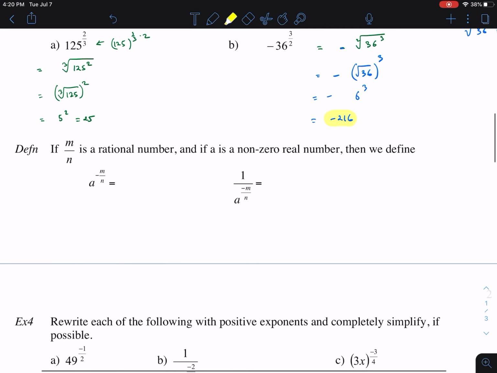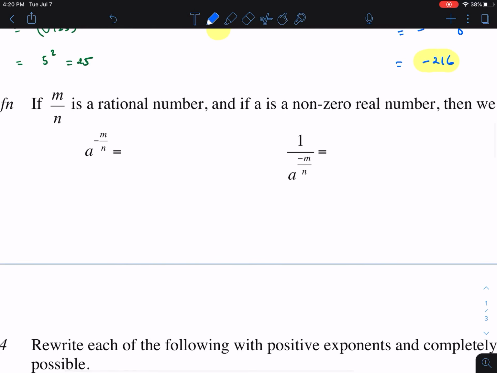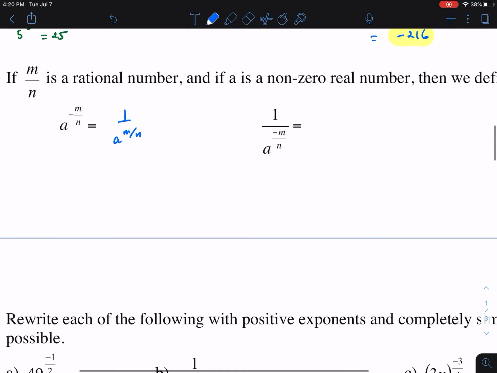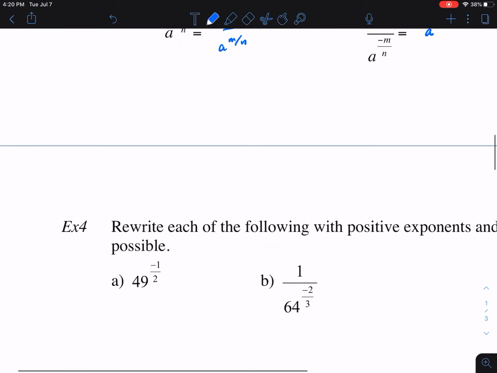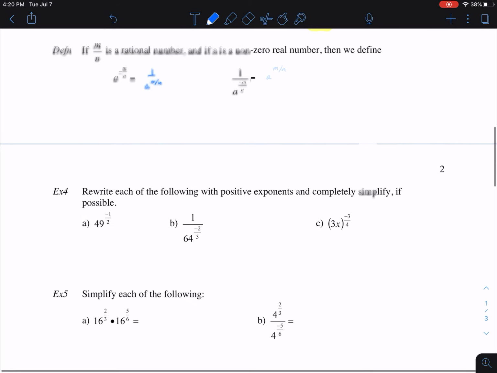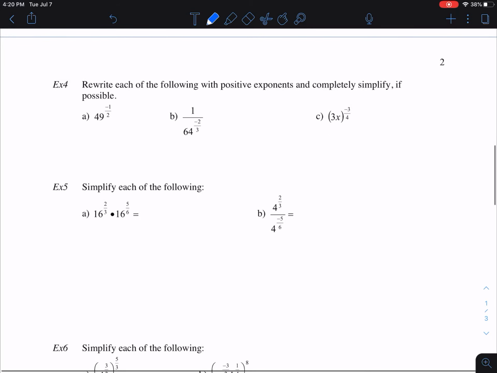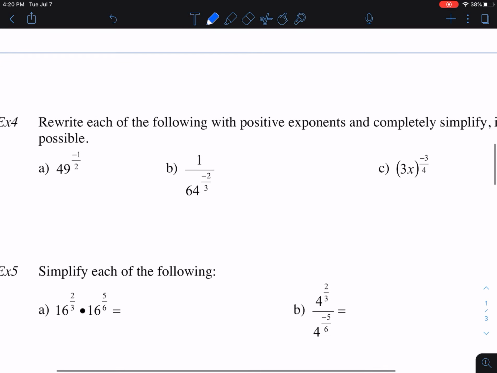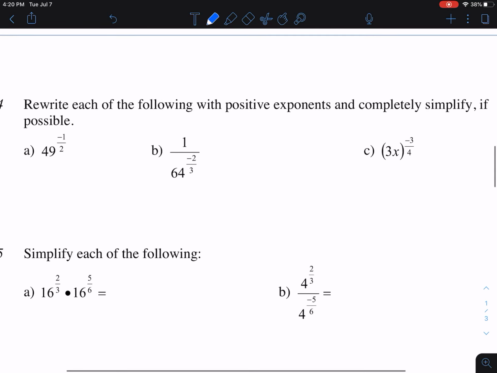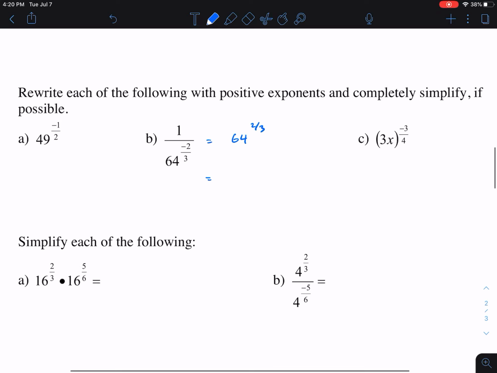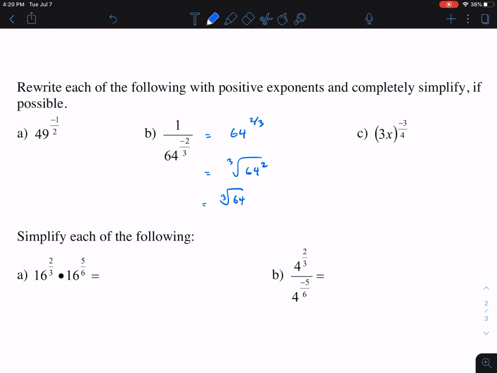Negative exponent, if you recall, just means the reciprocal, it's 1 over a to the n power, right? Or if it's in the denominator, we bring that to the numerator, so that's just m over n there, right? Okay, that's some more examples of simplifying negative exponents with radical form. I'm just going to do one of these here. We're going to bring this up to the top, so that becomes 2/3. Change that to radical form: cube root of 64 squared. Let's do the cube root first because it's easier. So that's 4 squared, which is 16, right?